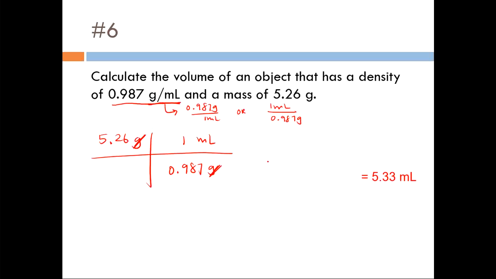Did you get an answer of 5.33 milliliters? Great job if you did. Did you also set it up the correct way? Great job if you did. So this is how I set it up. I did use this conversion factor here because my grams should be on the bottom, and so that's what I plugged into this fence, and then I multiply across, divide by whatever's on the bottom, and I get 5.33 milliliters.